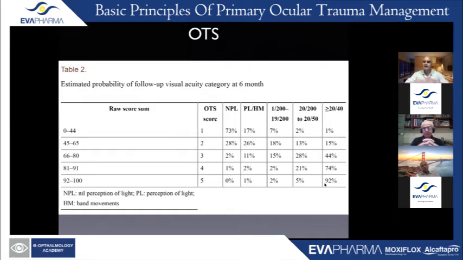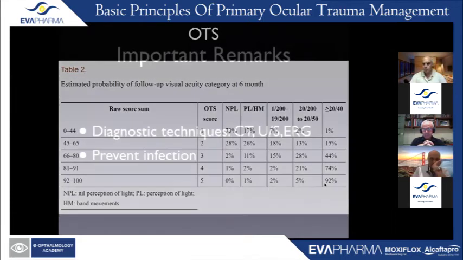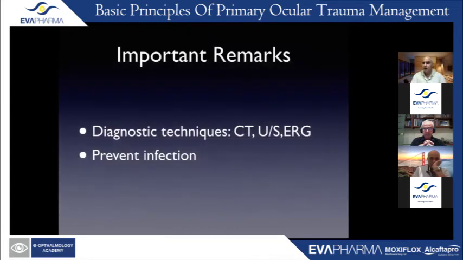But this is important for you to talk to the patient, to the family of the patient, and to give prognostic factors for you and for the patient. And we should remember that we might need some diagnostic tests, CT, ultrasound when feasible, ERG in some very rare cases. And one of the main things that we should think of is preventing infection.